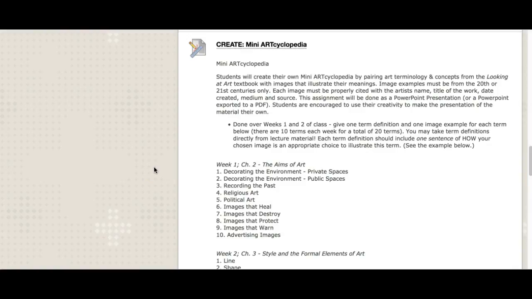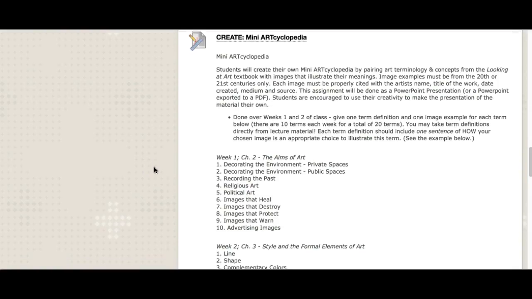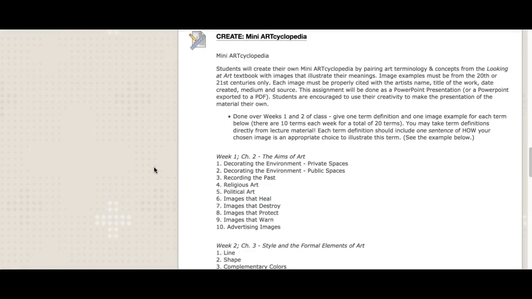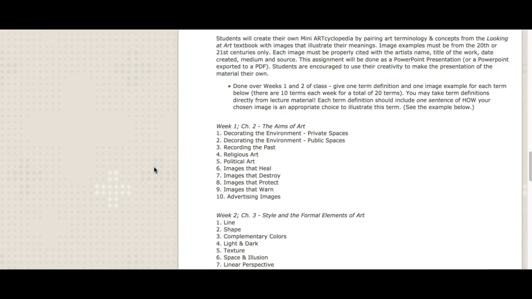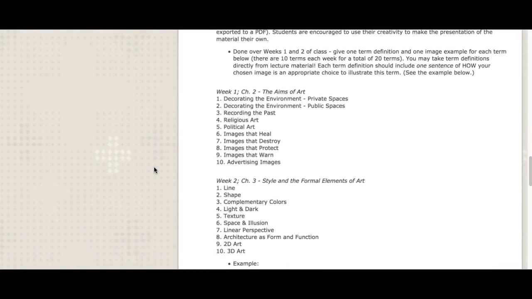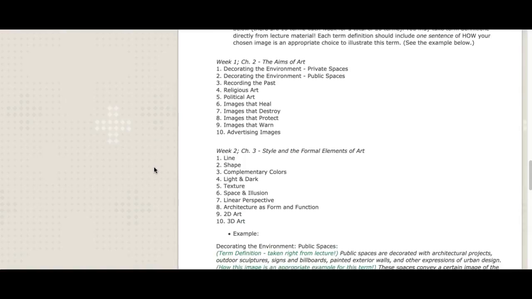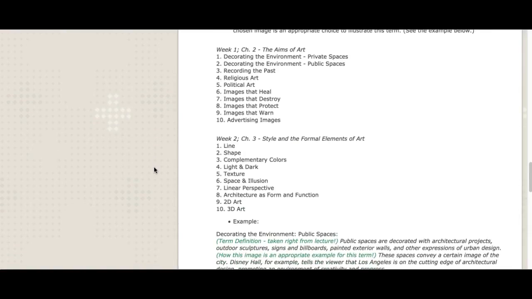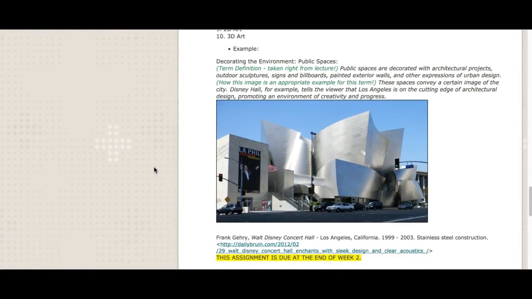The next item on our list is your mini art cyclopedia. We went over this last week, so I'm not going to go over it again. Just let me know if you have any questions. I'm also willing to take a look at assignments. If you've done the first week and you want me to take a look at it to make sure you're on the right track, I'm more than happy to do that. If you want to send me your work early, just make sure that you give me a few days to look over it.